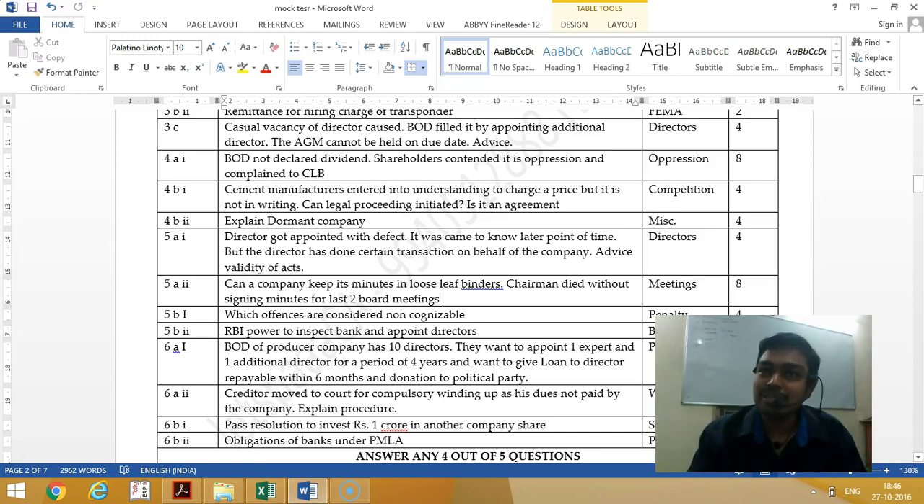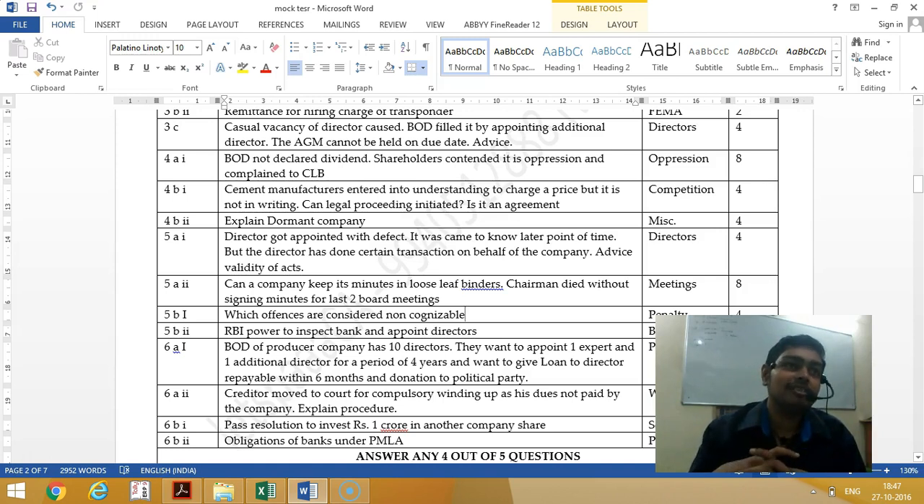So the company will be punished with a fine. But it's an IPCC portion. They have asked for final. So the chairman of the next board meeting will be signing the minutes. Then what offence is considered as non-cognizable? Again, which offence? All the offences except fraud. Okay, 212 with 447. It's non-cognizable.